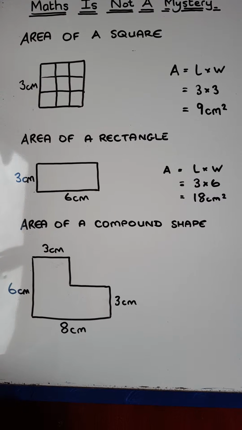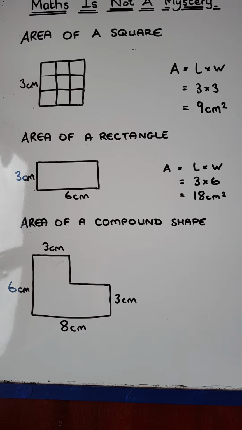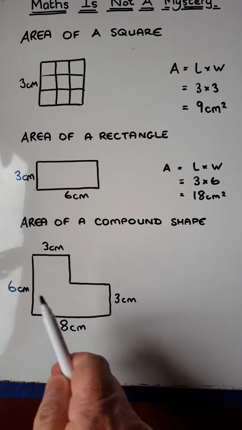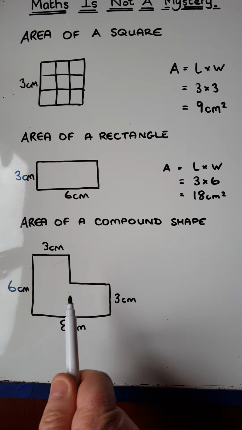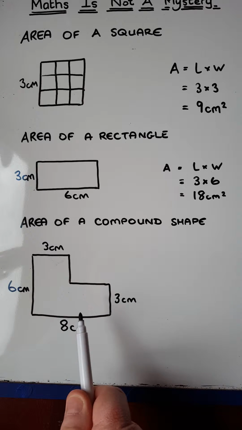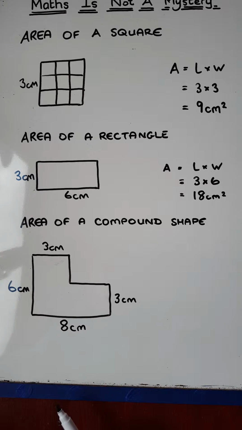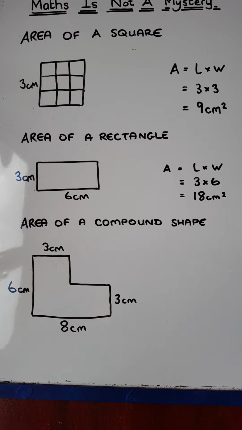Now below we've got a compound shape. When you have a compound shape, that's basically saying that we've got a rectangle and a square, or a rectangle and a rectangle, both kind of stuck together so that they have turned into an L shape or a U shape, or something that's not just a regular 4-sided shape. What we've got to do here is we've got to break it up into 2 different shapes.